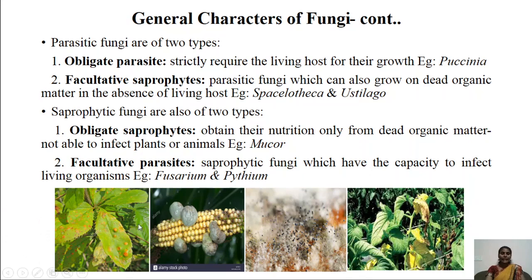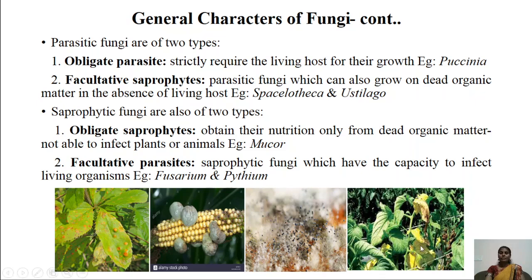So in this picture we can observe Puccinia infecting a barberry plant. Then coming to the second one, this is actually Erysiphe. It is a parasitic fungus. In the absence of its respective host, it can also grow as a saprophytic fungus. And this is an example of obligate saprophyte, that is Mucor. Mucor is generally called the black mold, which develops on substances which are rich in organic matter.